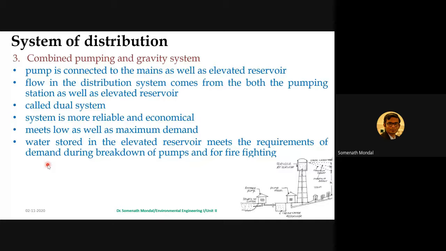So these are the two types I wanted to mention, the continuous system and the intermittent system, and this is based on the nature by which water is supplied in the distribution system.